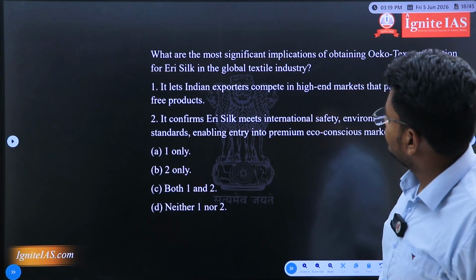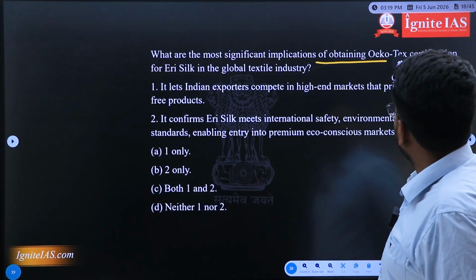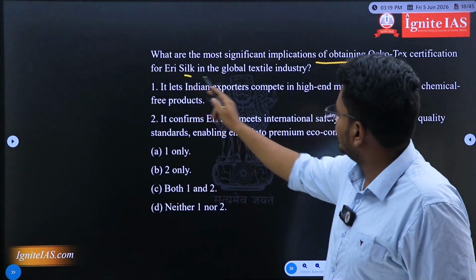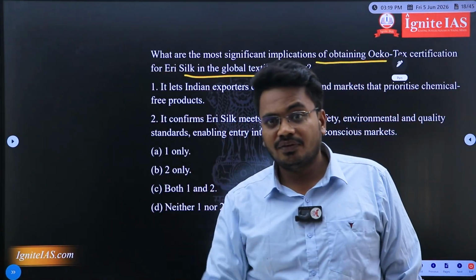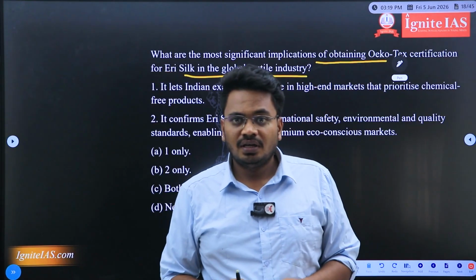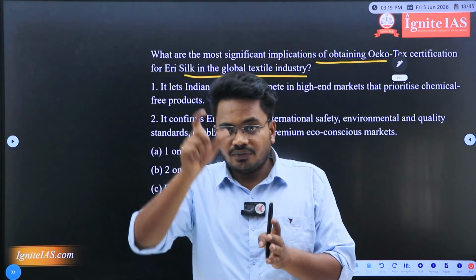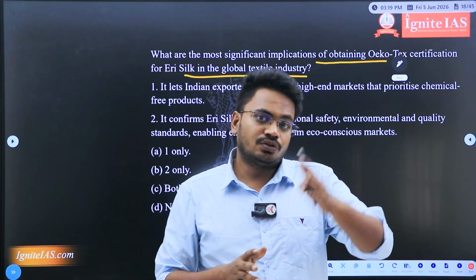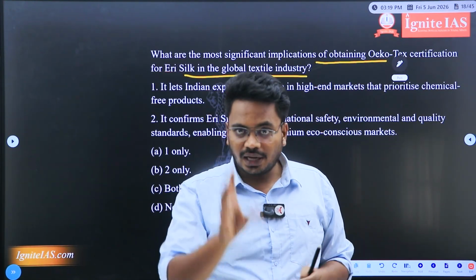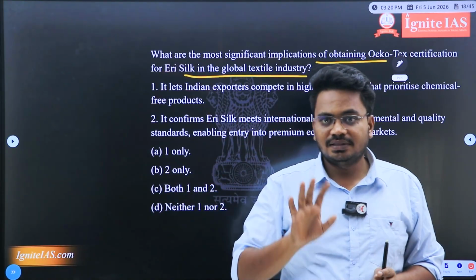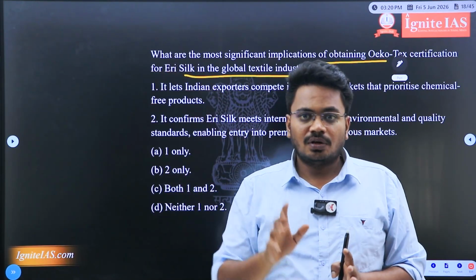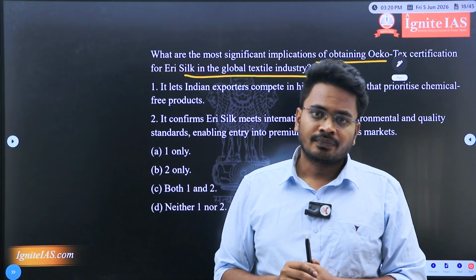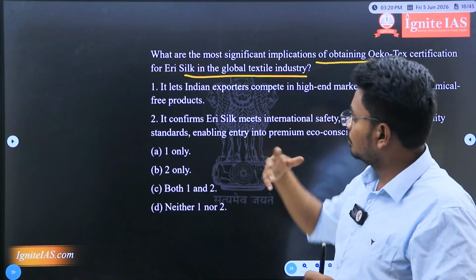Now, what are the most significant implications of obtaining Ecotex certification for Eri silk in the global textile industry? Again, from which part of geography? In geography, when we are reading agriculture, we read about commercial crops. If you go back and check the 2025 paper, the 2024 paper, every year you have a question on commercial crops. Even in class, when we discussed crops, I told you that you should focus upon the commercial crops. Now, this year, he focused upon silk.